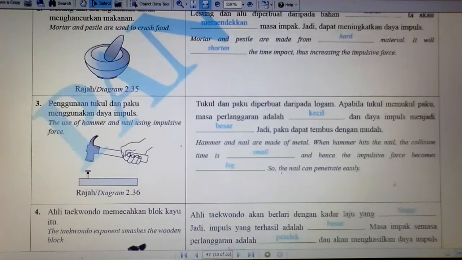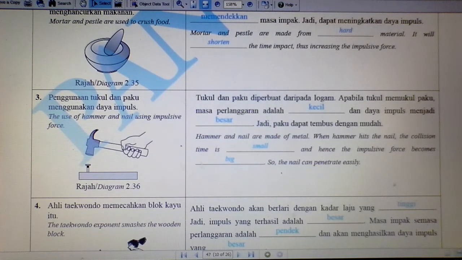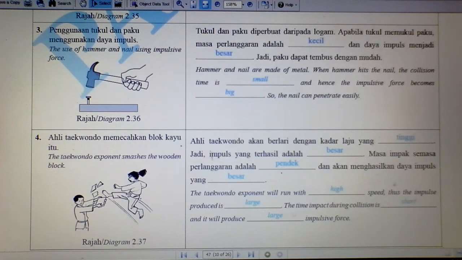the use of hammer and nail using impulsive force. Hammer and nail are made of metal. When the hammer hits the nail, the collision time is small or short. Hence, impulsive force becomes big, so the nail can penetrate easily. Since the nail and the hammer are made of hard material, the time of impact is shorter. Thus, larger impulsive force will cause the nail to be driven easily into the board. Okay, number 4. The taekwondo exponent smashes the wooden block.